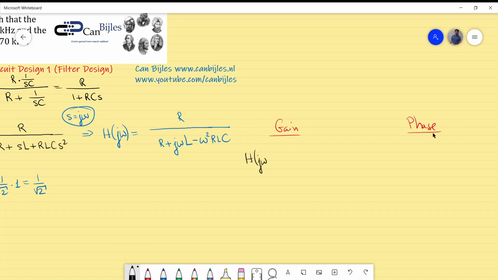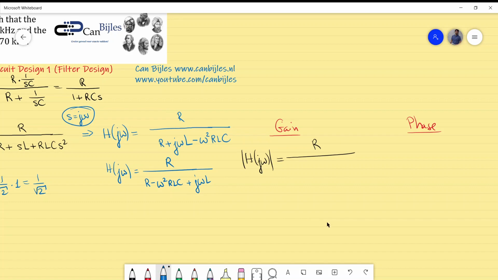The amplitude, or the magnitude, will be R divided by, if I take the real and imaginary parts here, let me write it down in a different form. R divided by, and I will take all the real parts, R minus omega squared RLC. That's the complete real part, and then plus J omega L for the imaginary part. I will square this in total, plus I will square omega L in total, and I will take the square root of that.